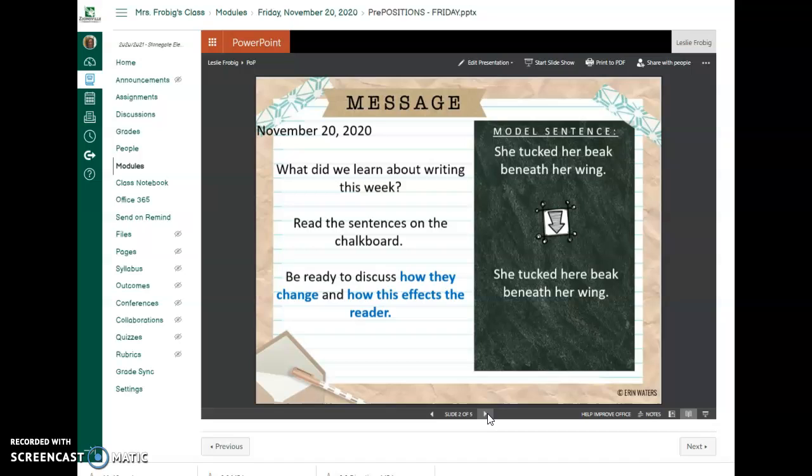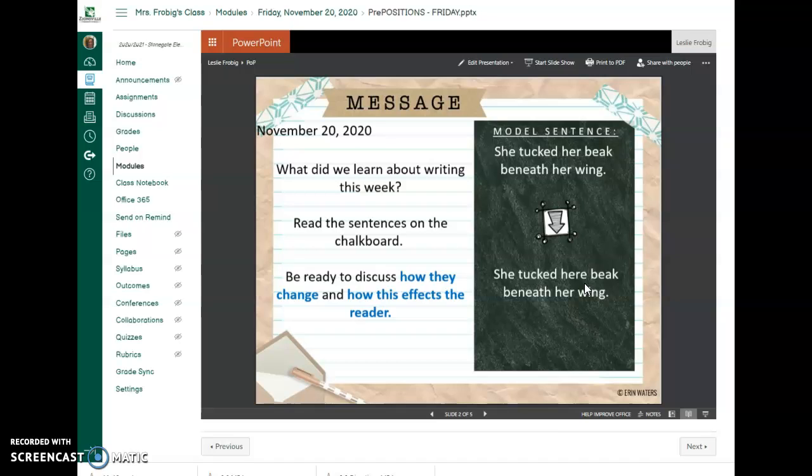And then I've changed something very small. She tucked her beak beneath here wing. Now, hopefully you've noticed it. I tried to read it quickly because I'm afraid it's going to stand out so obviously, right? But you hopefully noticed that the word her has now turned into the word here, right?